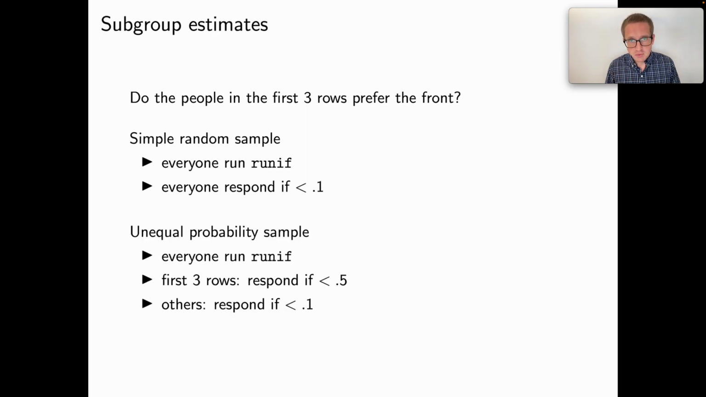This is an unequal probability sample. We're going to have everyone run runif. Then for the people who are actually sitting in the first 3 rows, we're going to have them respond if their random number is less than 0.5. For everyone else, we'll have them respond if their random number is less than 0.1.